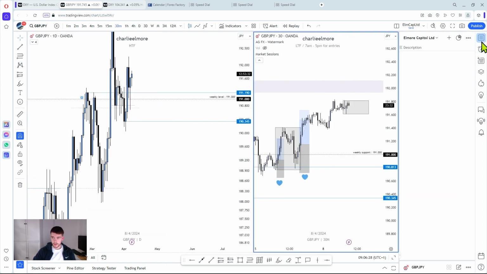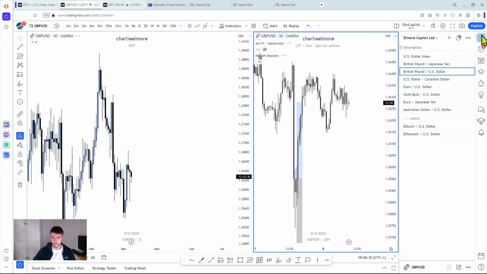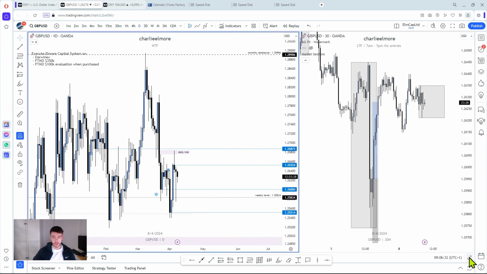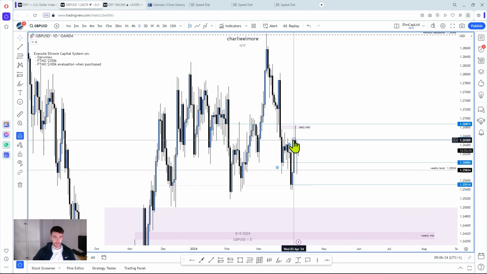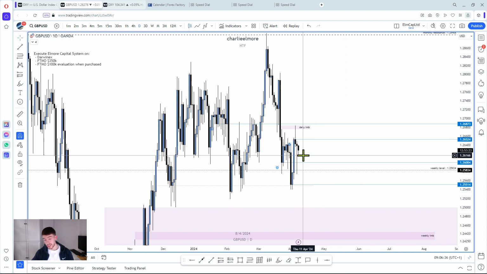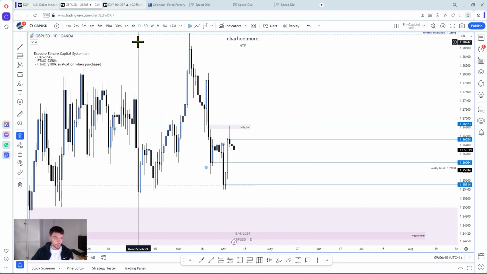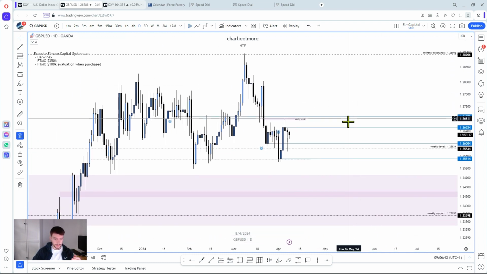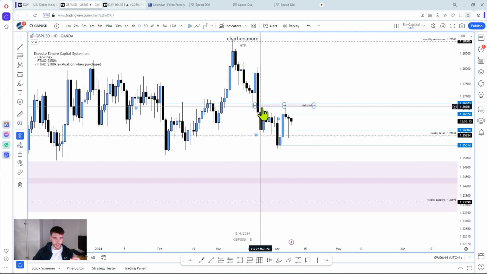So GU, very similar in terms of what I'm actually waiting for. We could get a pullback. To be honest though, this one could work out in either direction, and I'll explain why. What we've done on GU is we filled this daily imbalance last week. We filled that on Thursday, right? That level there.